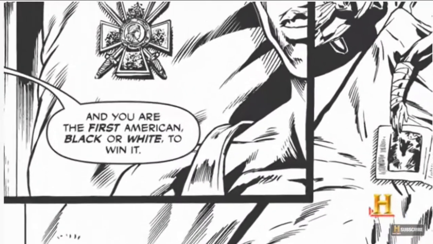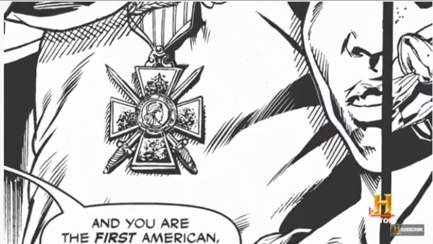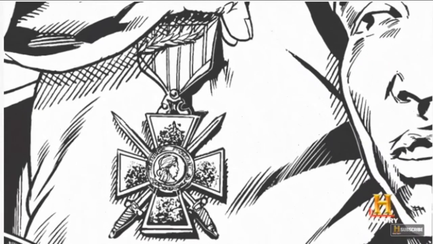As soon as he drove off those Germans, the French awarded him with the Croix de Guerre, a great honor. Unfortunately, it took about 75 years for the US government to give him the Legion of Merit. Had he been white, he would have walked out of that war with the Medal of Honor.